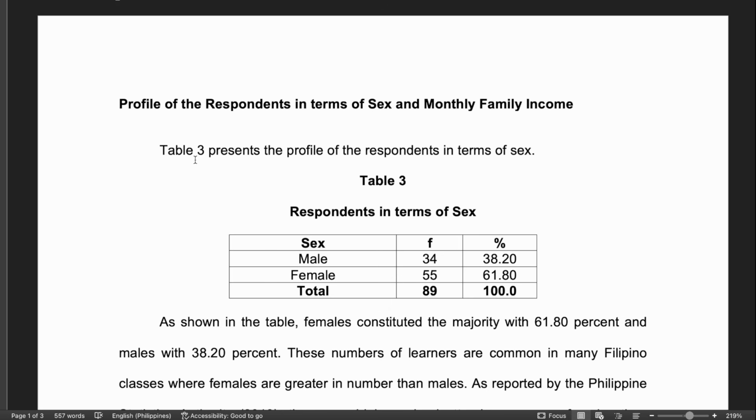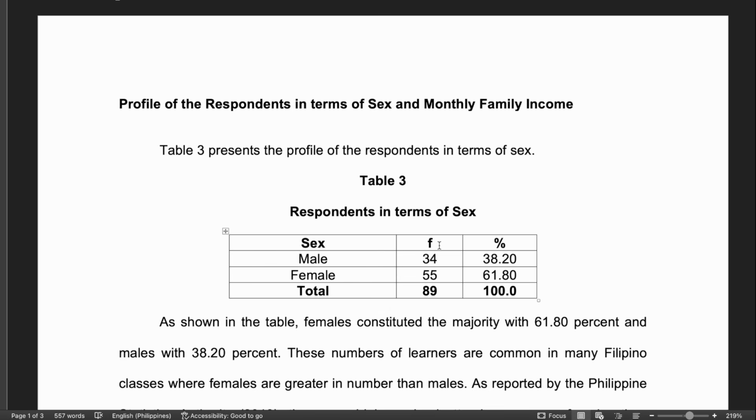Like, Table 3 presents the profile of the respondents in terms of sex. So, Table 3, nagtutugma sila. Respondents in terms of sex. Tugma-tugma sila. So, ito yung sinasabi ko kanina na dapat i-check natin kung yung mga laman ng ating table ay right information. Sa table number, tsaka table title pa lang, i-check na natin. And then, yung mga laman niya. So, tama naman.